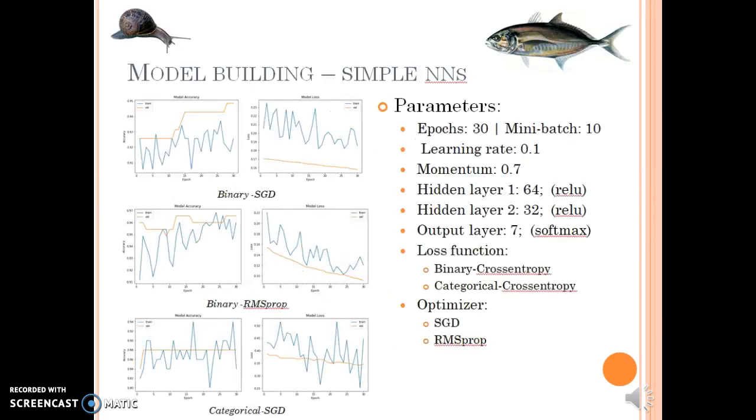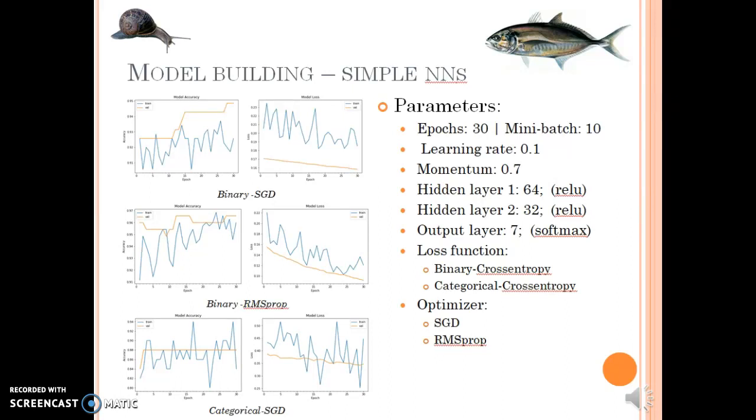Now we're going to start with the simple neural networks. For the simple networks I would like to consider the following parameters. I'm going to run 30 epochs with a mini-batch of 10. Considering my dataset is not huge, I think 10 will be a really good starting point.